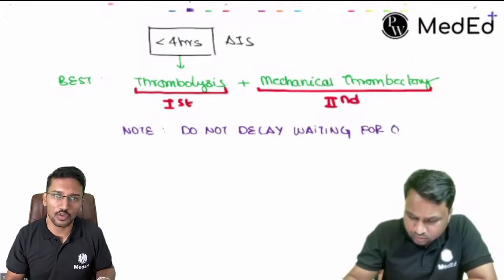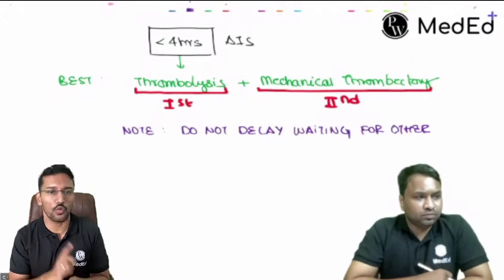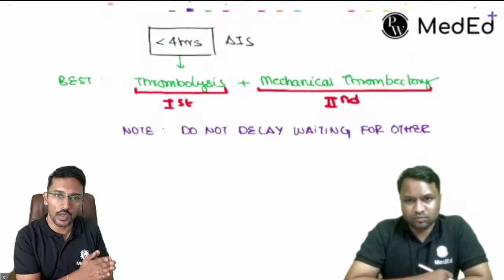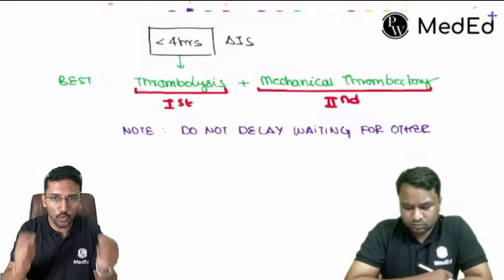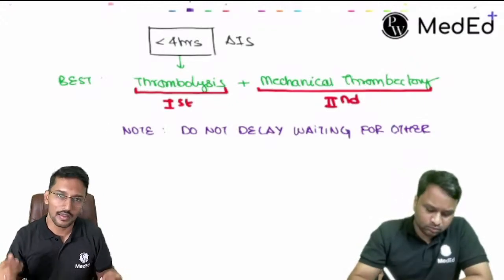You can administer thrombolytic agents during the procedure or post mechanical thrombectomy procedure, or vice versa. Do not delay the one waiting for the other. But if both are easily feasible, then thrombolysis should be preferred first and mechanical thrombectomy next.